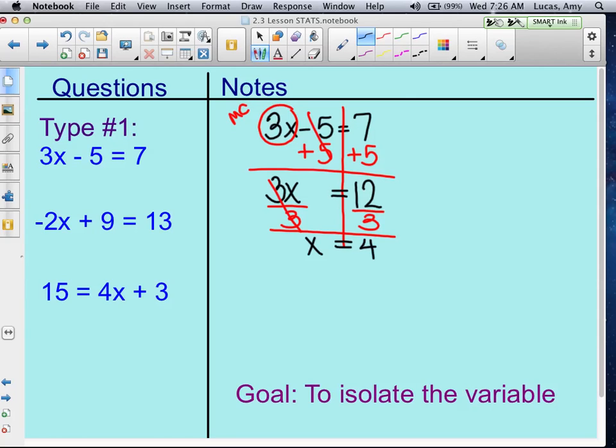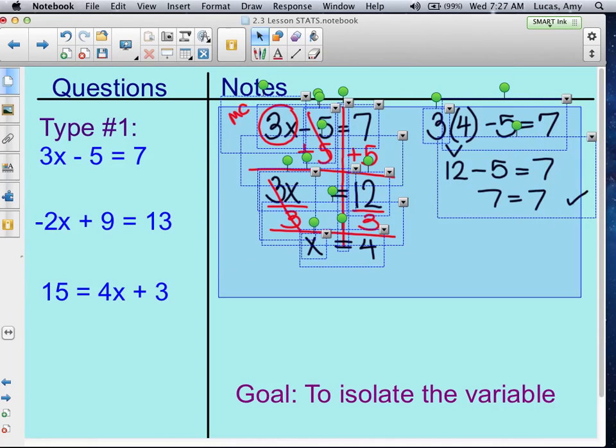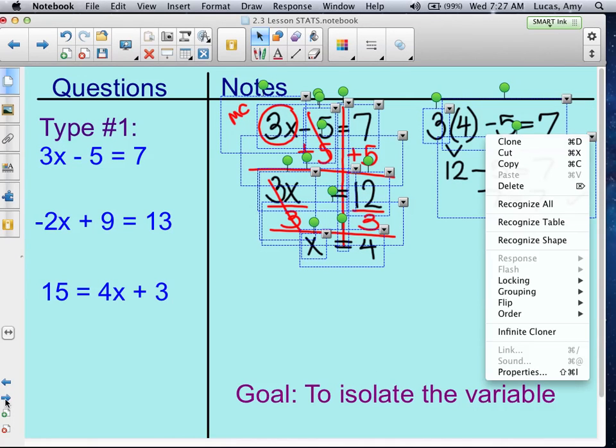You could plug it in if you wanted to. Remember, this isn't required. But if I plug in a 4 for x, I would have 3 times 4, minus 5 equals 7. Following the order of operations, 3 times 4 is 12, minus 5 equals 7, 7 equals 7. That's true, so it checks. So that's the process that we're going to use for our two-step equations.